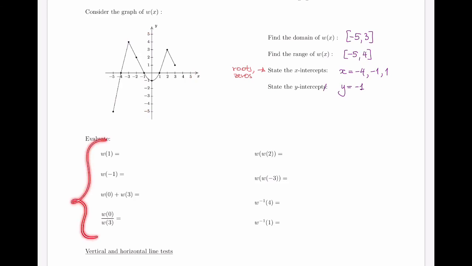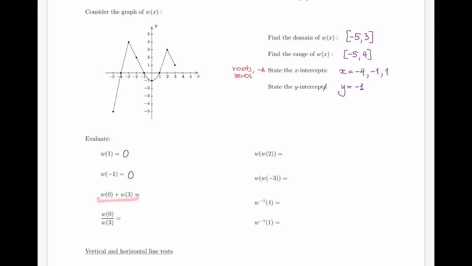Evaluating specific function values from the graph, we just have to read off the y-coordinates for the corresponding given x-coordinate. So when x is equal to 1, right here, the y-coordinate of the point on the graph, in this case, is 0. When x is -1, the y-coordinate is once again 0, and this actually corresponds to the fact that -1 and 1 are in fact x-intercepts. So the y-coordinate will be 0.